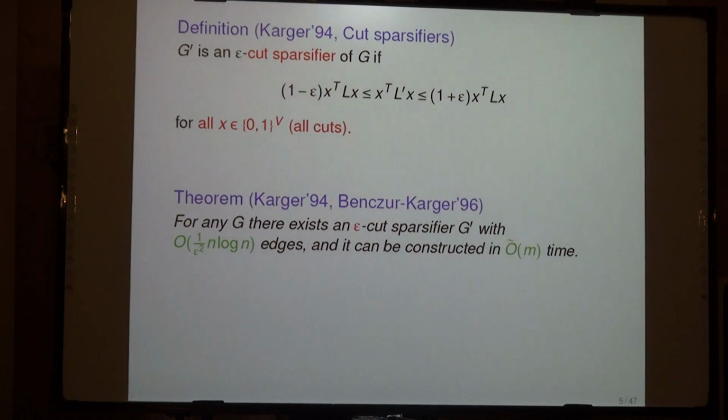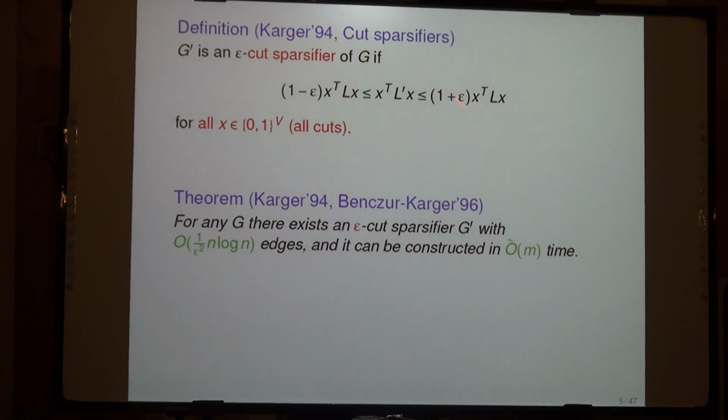Okay, so this brings us to the following definition. This is from Karger from '96. We say that a graph G prime is an epsilon cut sparsifier of a graph G if the following holds. So L is the Laplacian of G, B transpose B, and L prime is the Laplacian of G prime, B prime transpose B prime. So G prime is an epsilon cut sparsifier if all cuts in G prime approximate all cuts in G up to 1 plus minus epsilon multiplicative error.